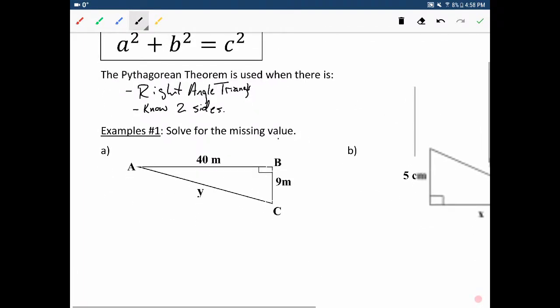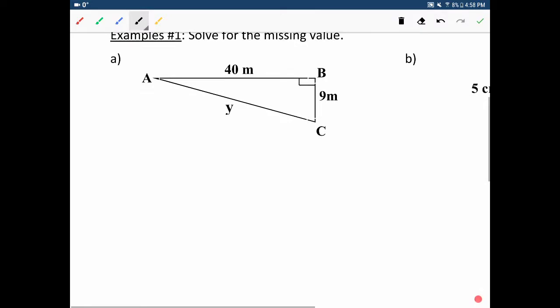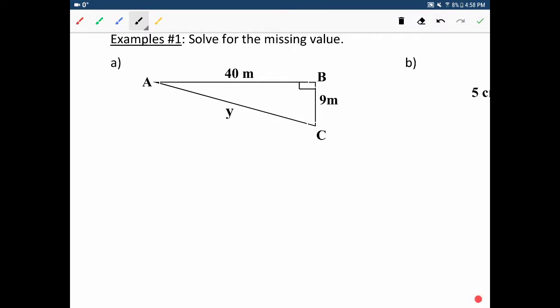So the first example we're going to look at here is a fairly straightforward one. The first thing you're going to do is label your triangle with A, B, and C. Now this one gives us A, B, and C as angles, and we're just going to ignore those, pretend they're not even there because they're not actually going to help us.